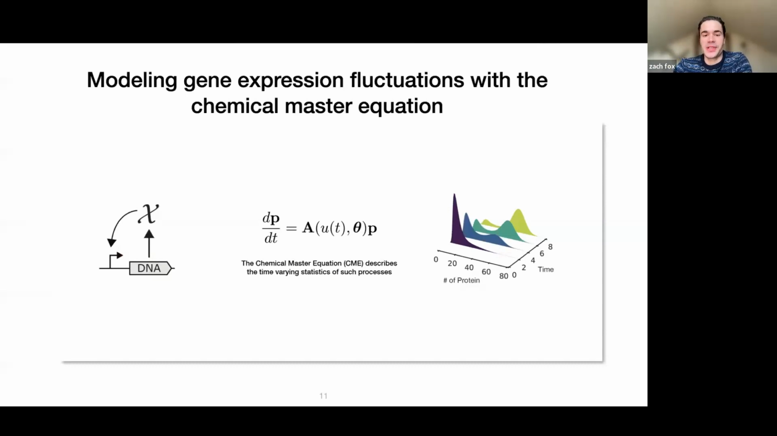And so we're going to turn to the chemical master equation, which describes the time-varying statistics of these gene expression processes. It's actually a very easy set of equations to write down. Looking at the middle here, dP/dt equals some generator matrix times P, where P is the vector of probability states in your system. And when you solve these ODEs, you get something like I'm showing on the right, which is the time evolution of a probability distribution of your species of interest over time.